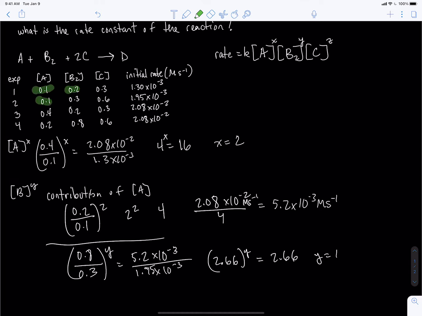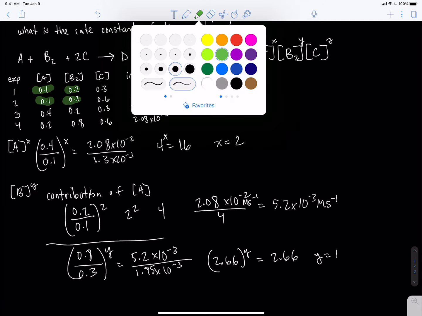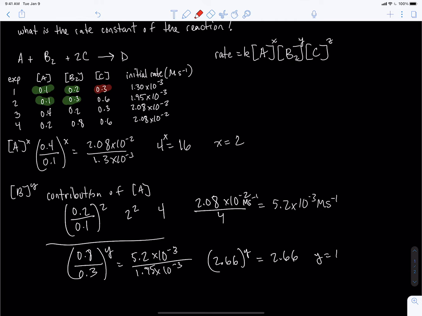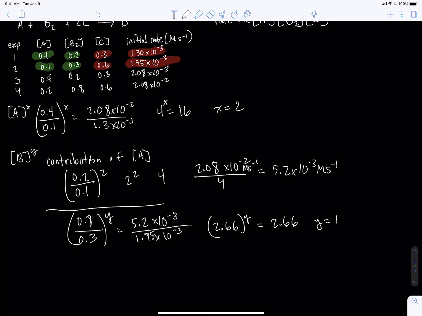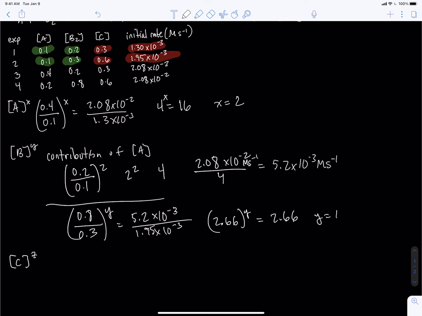So A is held constant as we go from here to here, so we don't have to worry about that. B is not, so we're going to have to correct for that. And then C is doubled, so we can try and figure out what the effect is on the rate. But we have to, again, do this correction here because B is changing. So we do the same thing here. So what's the contribution from C to the rate?